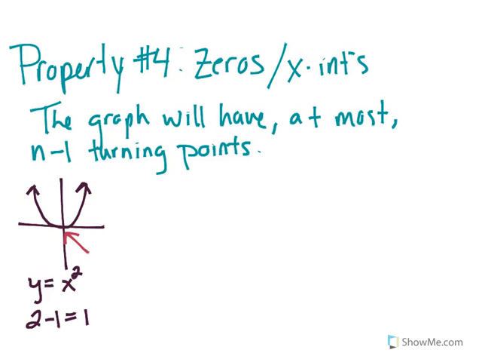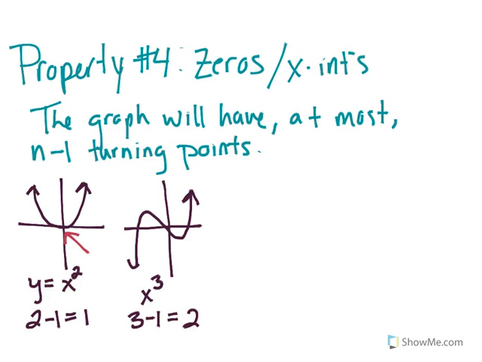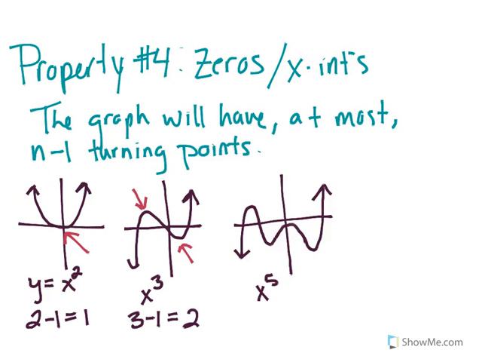There's just one turn. Here we have an x to the third power. This is some cubic. It's not our parent function, but it is a cubic function. If we take 3 and subtract 1 from that, I get 2, and sure enough, I have 1, 2 turning points. So jumping ahead, here's x to the fifth. I do 5 minus 1, which gives me 4, and sure enough, I have 1, 2, 3, 4 turning points. So that's also something very interesting about your polynomial functions. And that will conclude this tutorial.